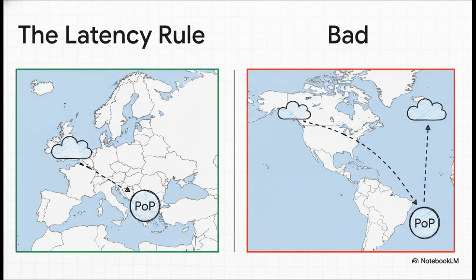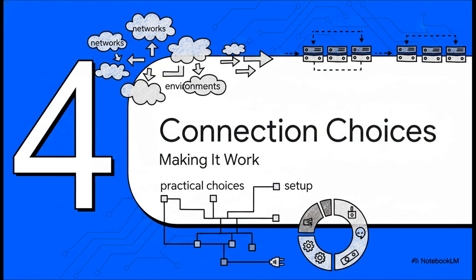Now, the number one rule for performance in multi-cloud networking is so simple. Latency is all about physics. You cannot beat the speed of light. To get the best performance, you have to choose cloud regions that are physically close, like an Azure region in London and an AWS region in London, and then connect them at a shared POP right there in London. Your data has to make that physical round trip, so keeping it short is everything. So the concept is pretty clear.